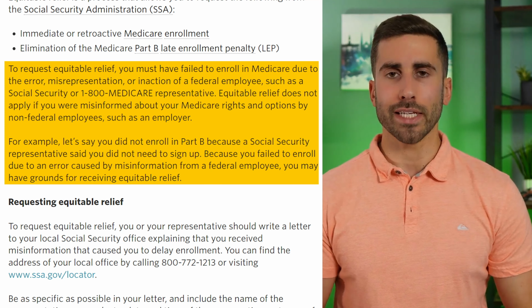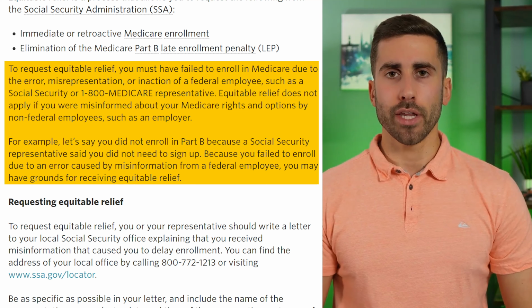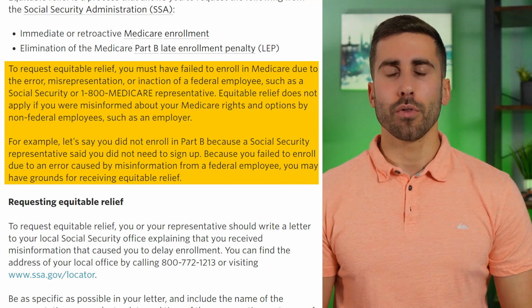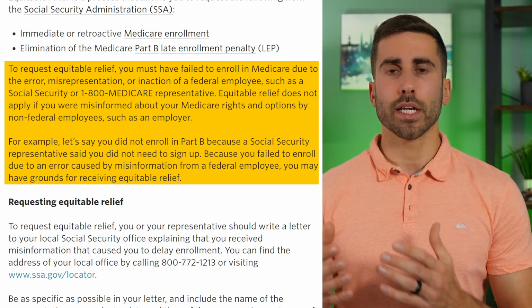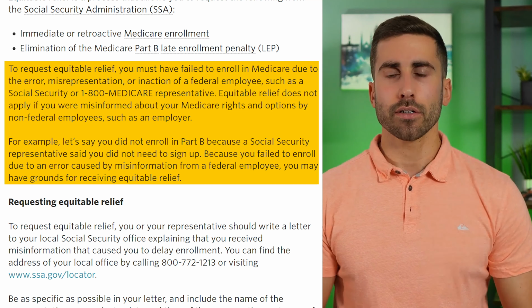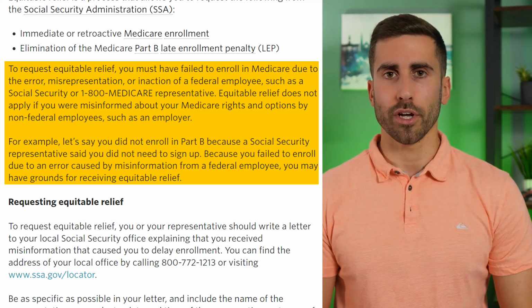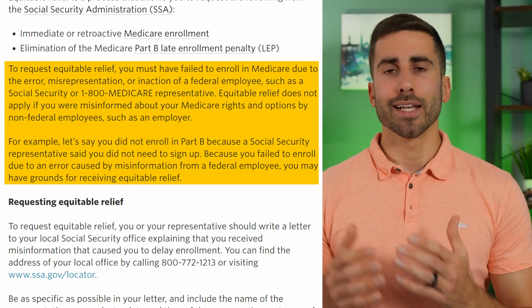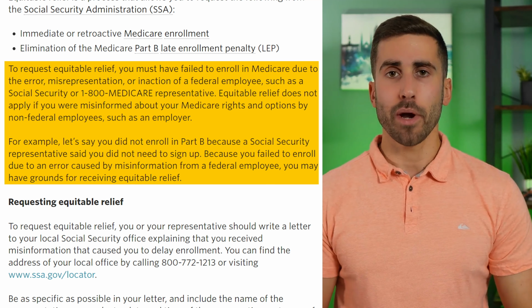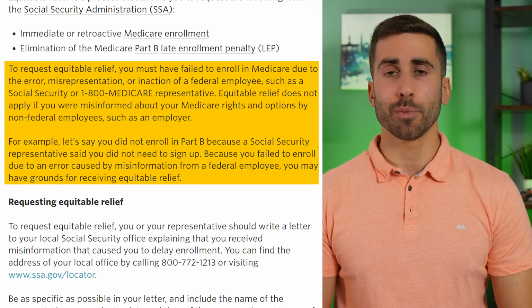Another option is that you might be able to request what is called equitable relief. Now, this is available only in unique situations where you can show that your Part B enrollment was done incorrectly due to the error, misrepresentation, or inaction of a federal government employee. This is not that common to use and is not always that easy to prove, but it might be worth a shot if it does actually apply to you.